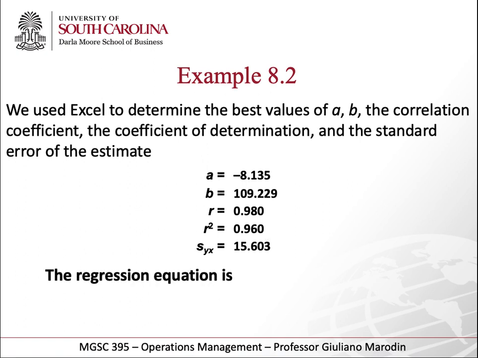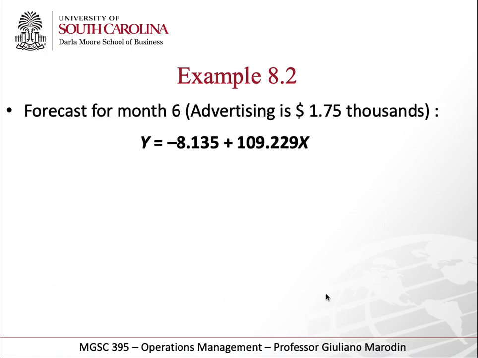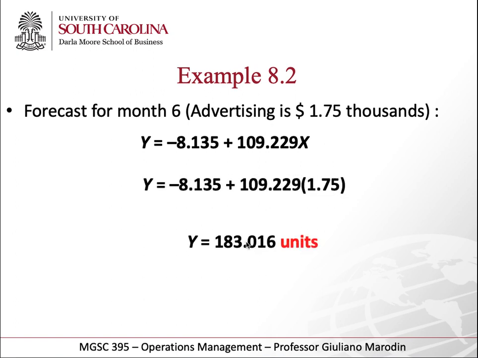And I can use alpha and beta to write down the equation. So Y equals minus 8.135 plus 19.229 times X. Now if I want to predict Y, I just need to put in the value of X, which in our case was 1.75, right? So we use the equation that we just got from the regression model, put 1.75 in as X, and I have my predicted value of Y, okay?